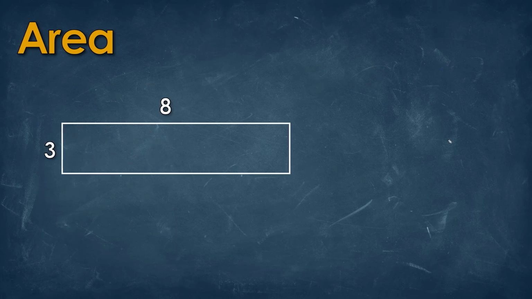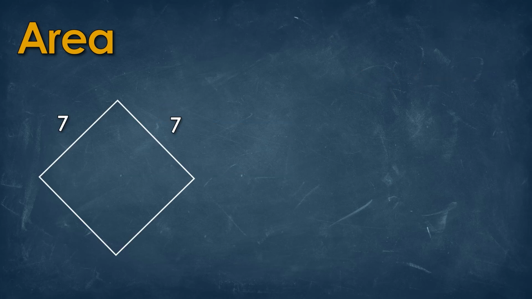Now let's take a look at this one. We have a rectangle that is 3 by 8. We could count the tiles, or we could just multiply 3 by 8, which is equal to 24. Okay, so this one is a diamond. Well, a diamond is still a type of rectangle. It is really just a square that is turned on its side. So each one of these sides is equal to 7, but we only need 2 sides. So we will take 7 times 7, which is equal to 49.